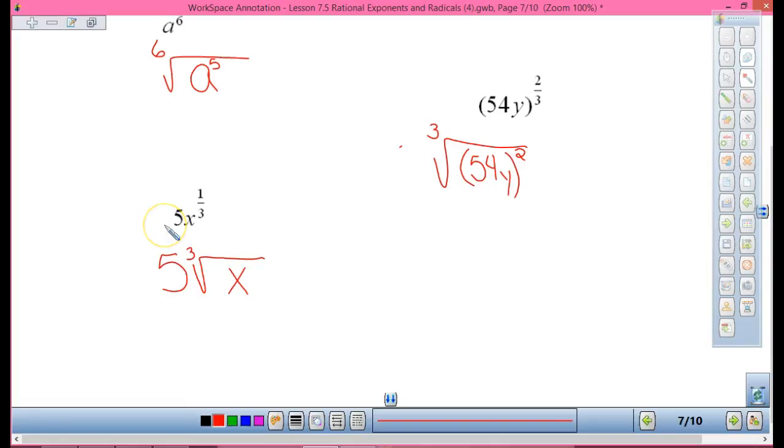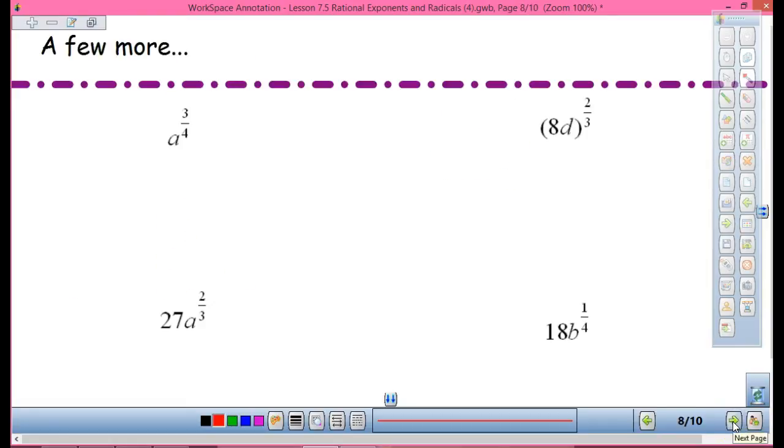No, because the 5 doesn't have an exponent on it at all, does it? Okay, so then you know that you just leave it open. Okay, unless it would have an exponent, we had to do something with it. Okay? Good question? Alright. Let's look at this page, see what we can do with it.